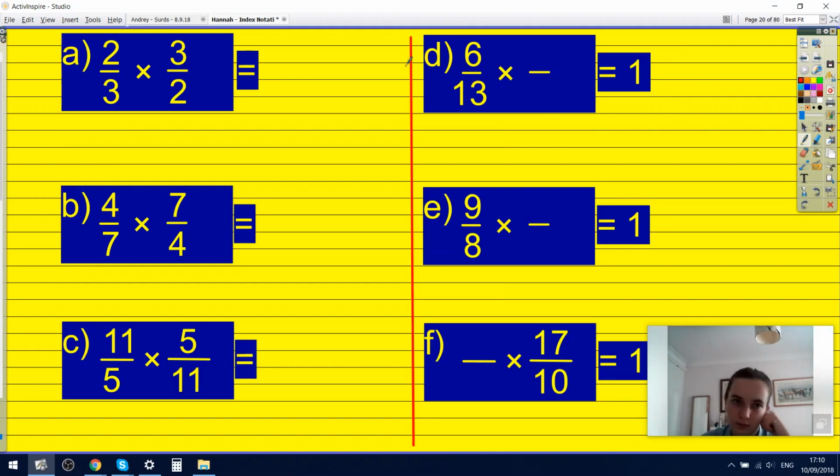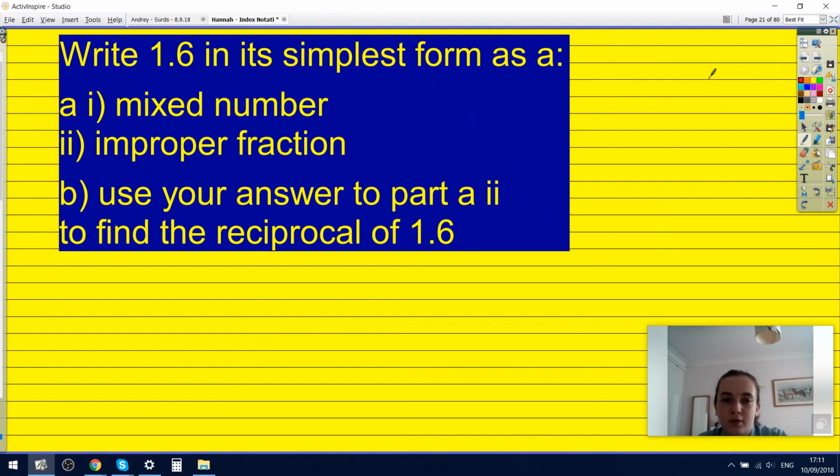Okay, what do we get here? 1. How about top right? I want to go here. 13 over 6. That's it. Okay. Let's try these. So write 1.6 as a mixed number. What would that be?